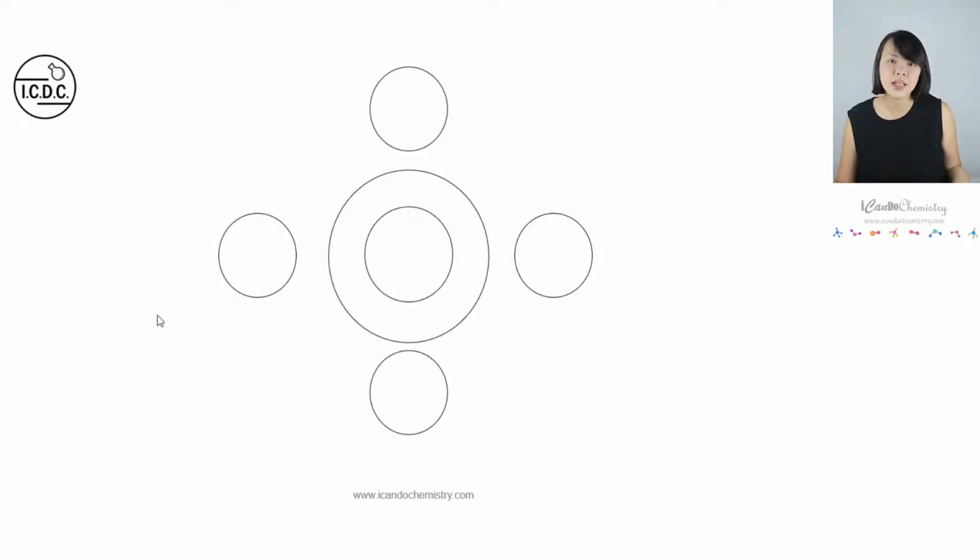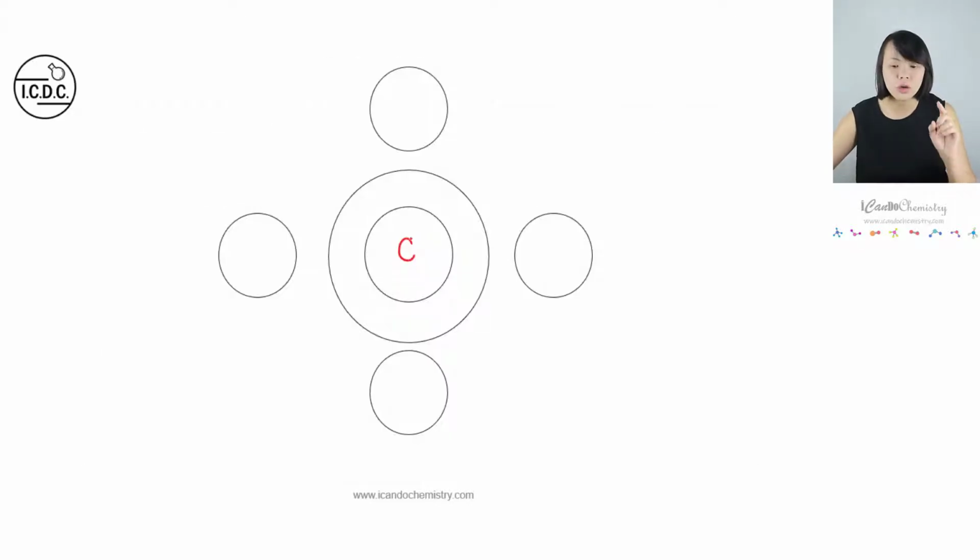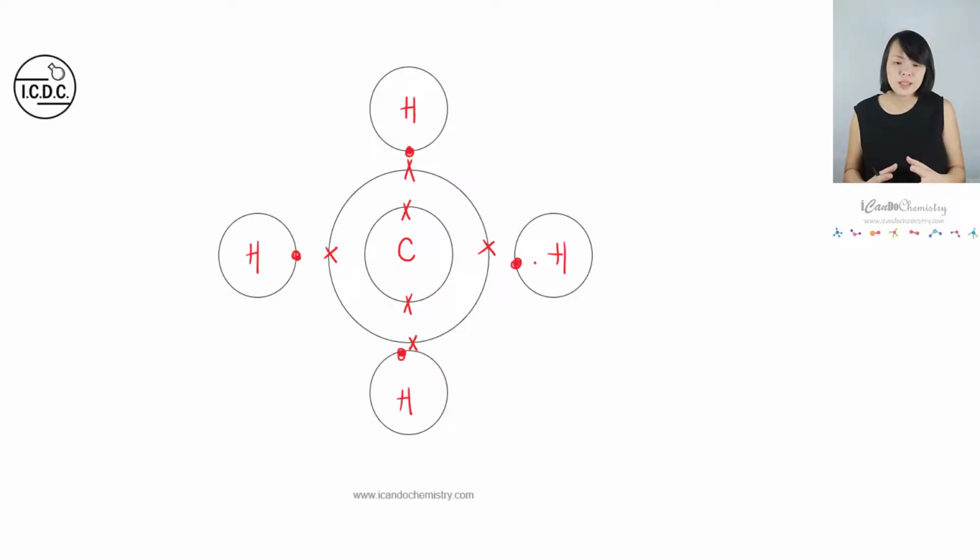What is the number of electrons of carbon? Carbon is over here. It has 6 electrons. The first shell can only hold up to 2 electrons, so carbon has 2 electrons in the first shell. The remaining 4 electrons will be in the outermost shell. Then the rest are all hydrogen. Hydrogen has only 1 shell and 1 electron. So my carbon has 4 outermost electrons. It needs 4 more electrons to attain the noble gas electronic configuration.